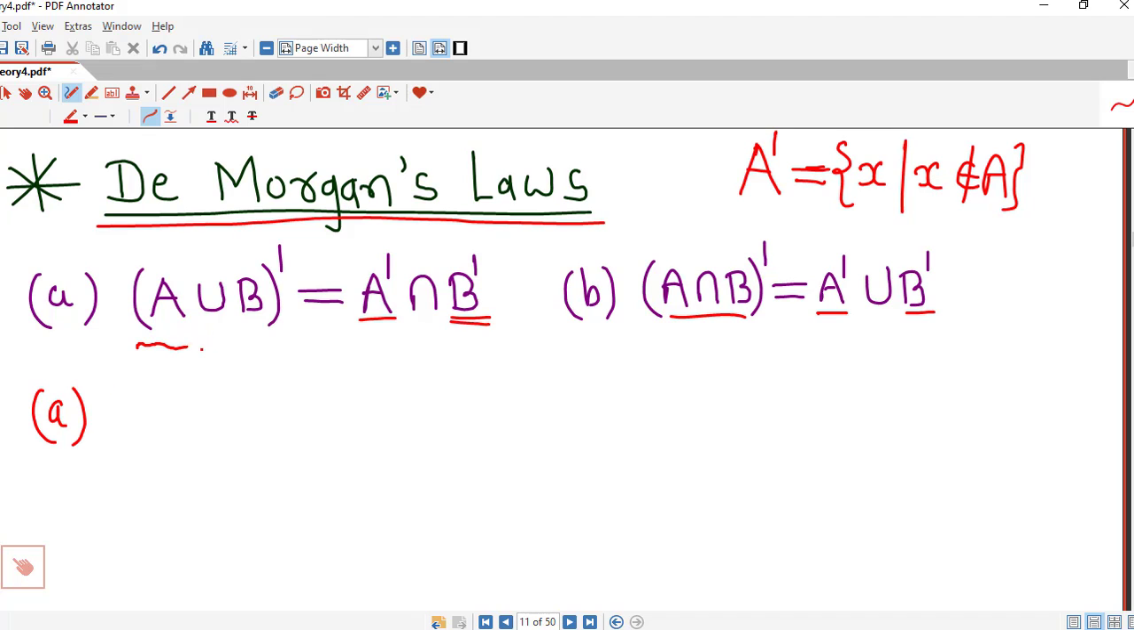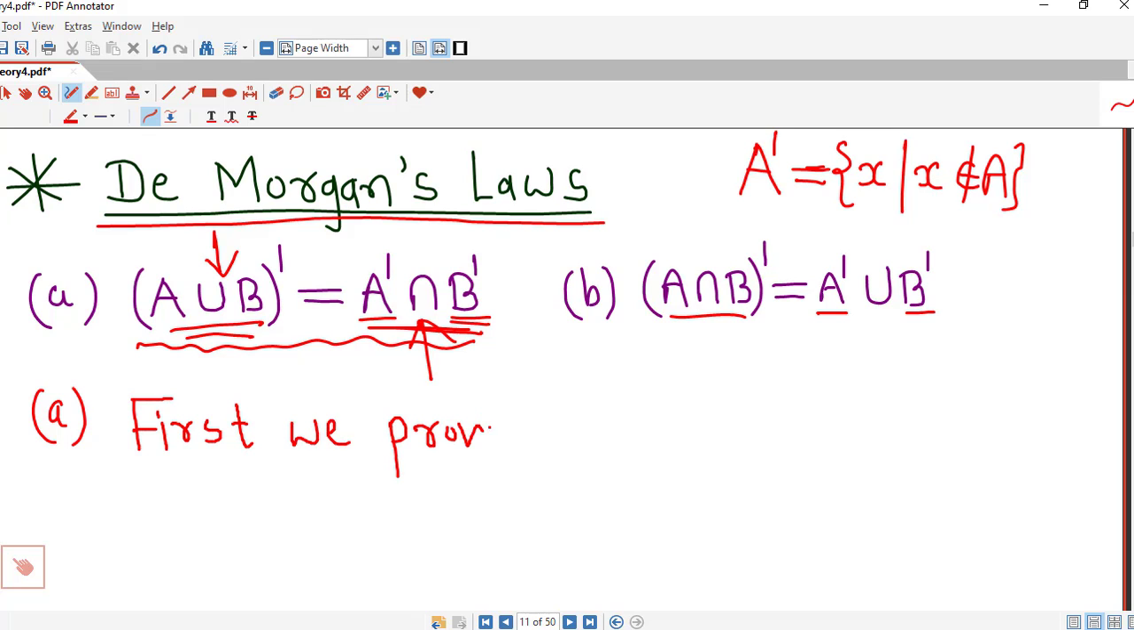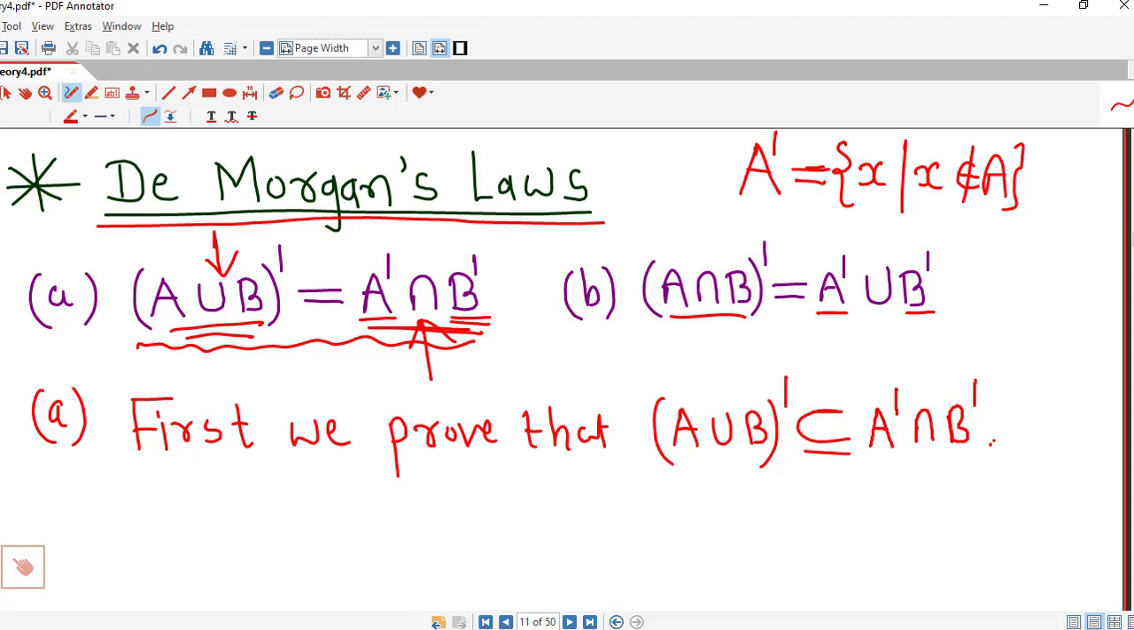First we prove this first De Morgan's law. So here we will prove that these two sets are equal if they are subsets of each other. So first we show that this set is subset of this set, and then we will show that this set is subset of this set. So first we prove that complement of A union B is a subset of intersection of A complement and B complement.